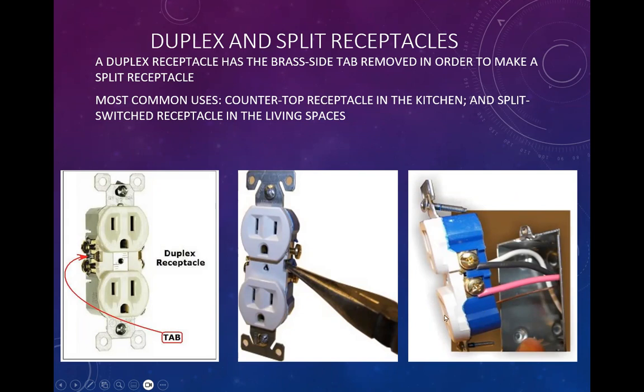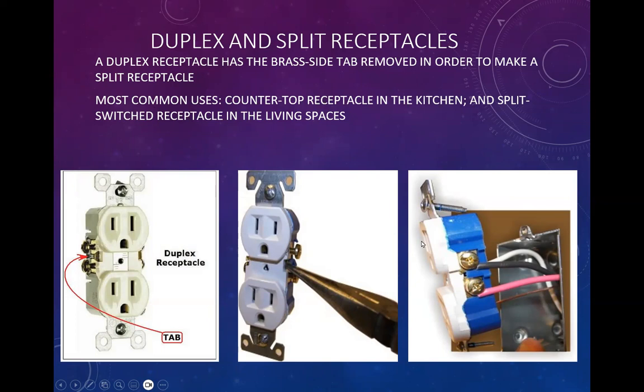So that's how the split receptacle works, and sometimes it's upped with the gauge of the wire. So not only are there two separate circuits, but they're capable of 20 amps each instead of 15 amps each. And then you can have quite a bit of comfort going on in the kitchen. Now, the most common uses are countertop receptacles in the kitchen and split switched receptacles in the living spaces.